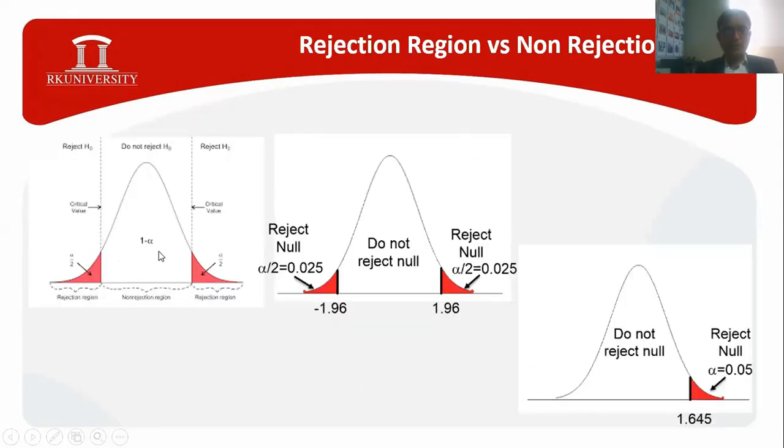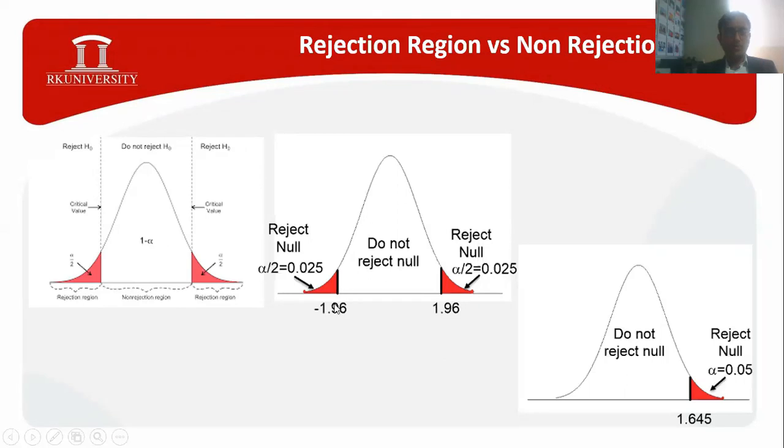Here, let's assume that this is a confidence interval. If your test statistic falls in this range, within these two critical values, then you are not going to reject the null hypothesis. Do not reject H0. This is called the non-rejection region. But if your test statistic is above this particular critical value or below this particular critical value, then you are going to reject the hypothesis.